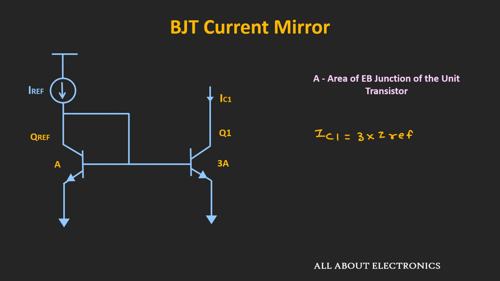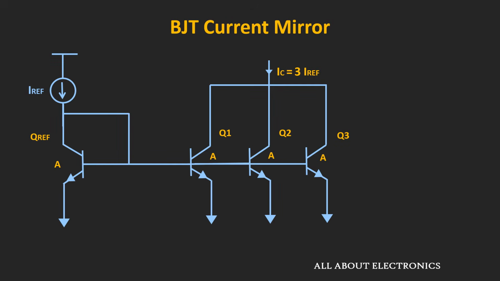And the same current can also be generated if 3 transistors are connected in parallel. So here, each transistor has an area of A and the collector terminal of each transistor is connected together. So here, the current through the collector of this reference transistor is equal to I reference, and the same current will also flow through the collector of each transistor. That means here this current IC is equal to 3 times the I reference.